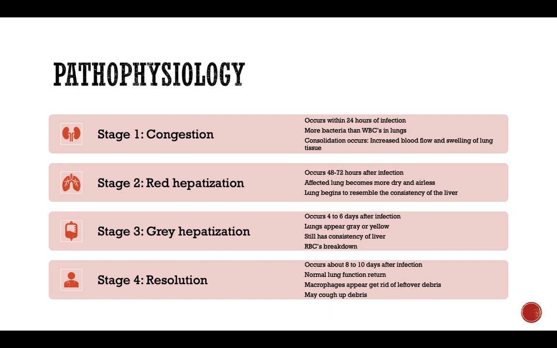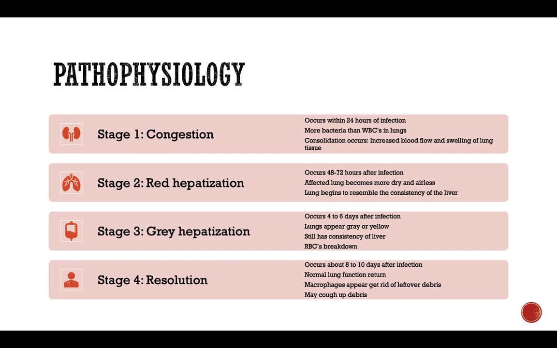The first stage is congestion, which occurs within 24 hours of the infection. What you're going to see is more bacteria than white blood cells in the lungs. This is also where consolidation occurs due to increased blood flow, and you'll see some swelling of lung tissue as well.